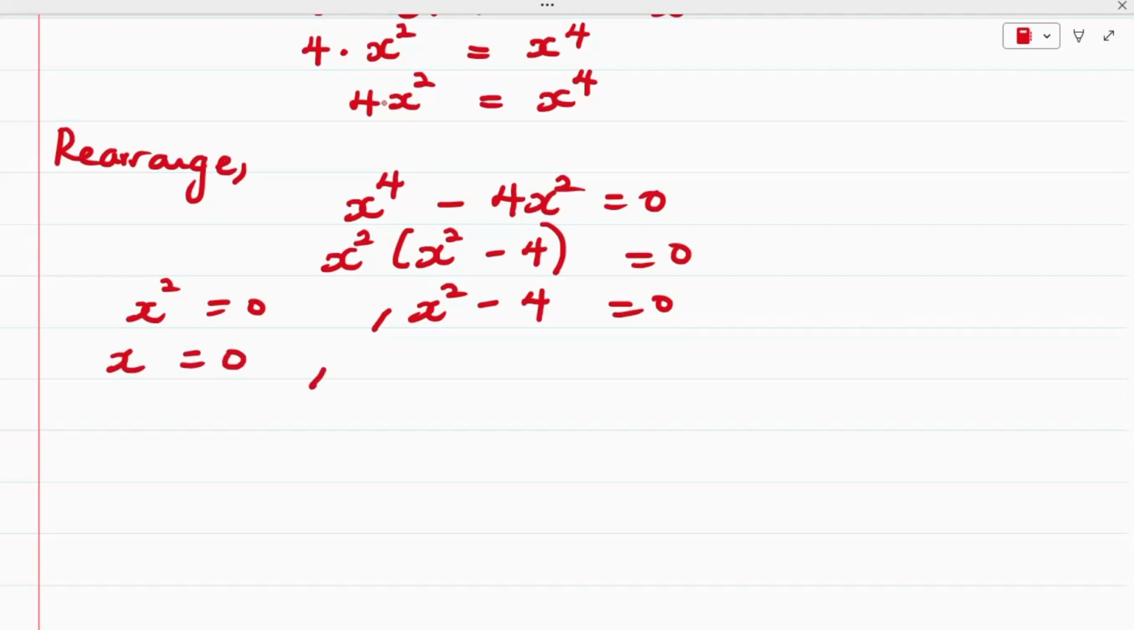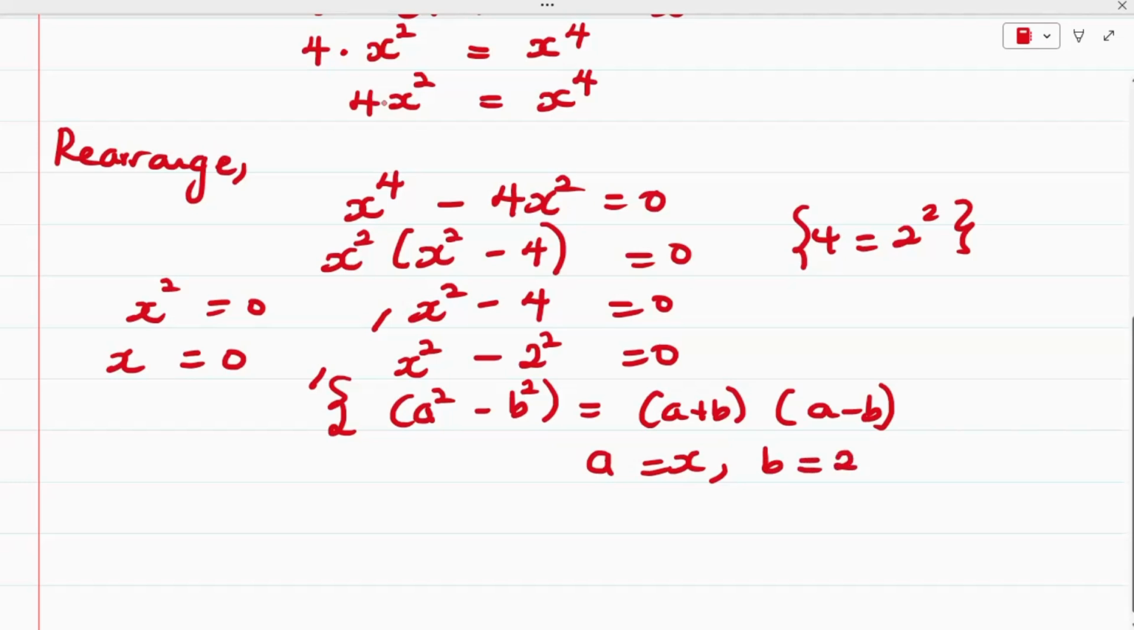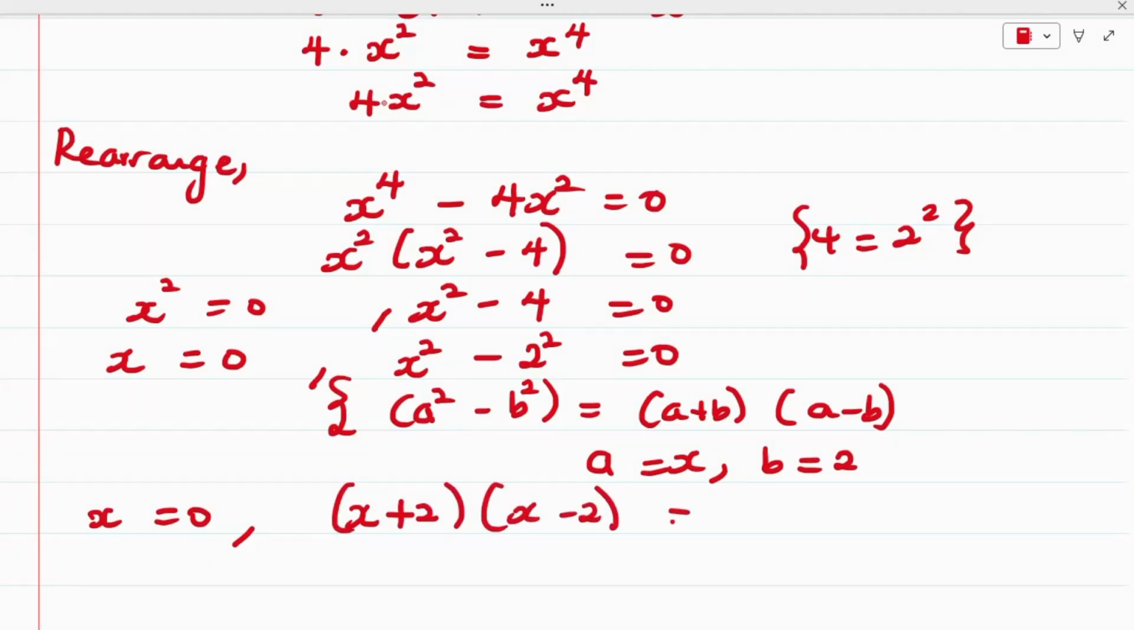Then from here we can easily express 4 as 2 raised to the power of 2. So we have x squared minus 2 raised to the power of 2, which equals 0. And if we apply the property that says a squared minus b squared is equal to a plus b multiplied by a minus b, from here we have that a is equal to x and b is equal to 2. So we have x equals 0, and x plus 2 multiplied by x minus 2 equals 0. So x plus 2 equals 0 and x minus 2 equals 0.